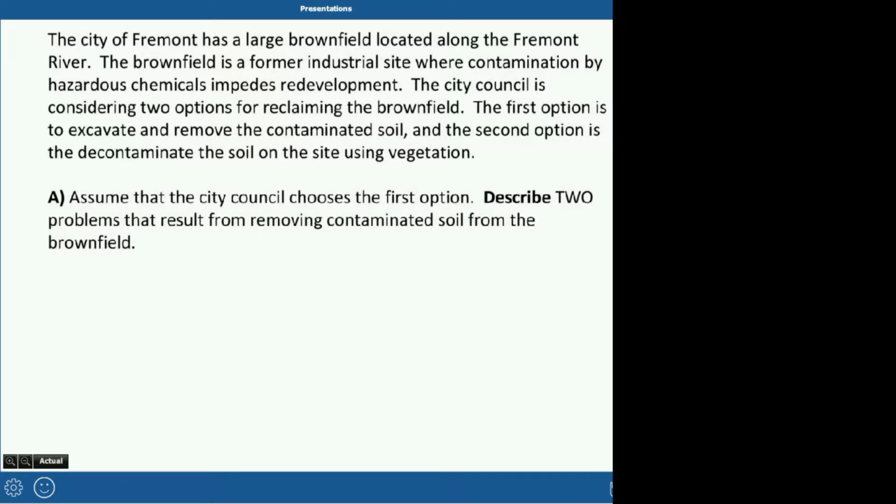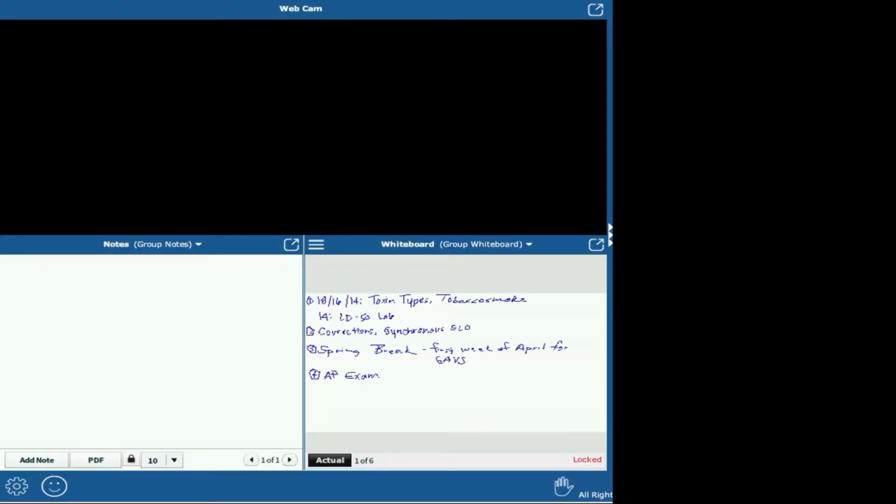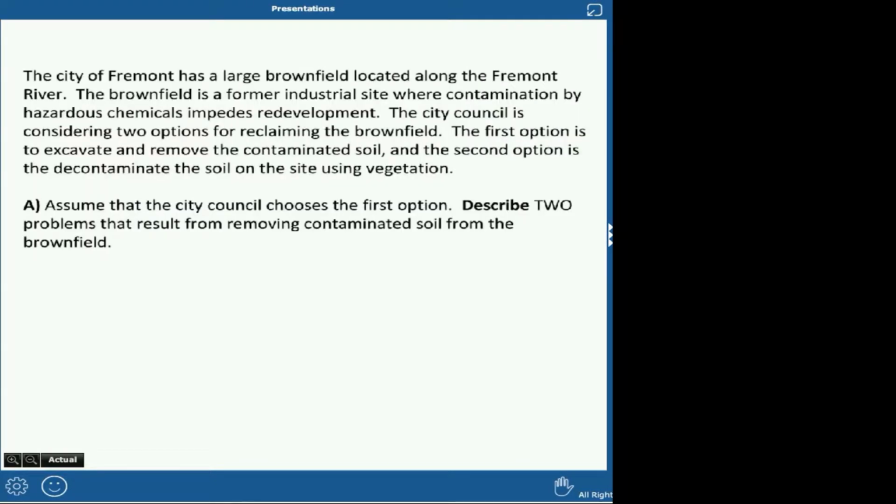So the city of Fremont has a... basically, I'm done with the learning part, so I thought, I didn't think it would take the whole... let me see which one this is, so we can kind of keep track. Okay, this was the third question from 2006.